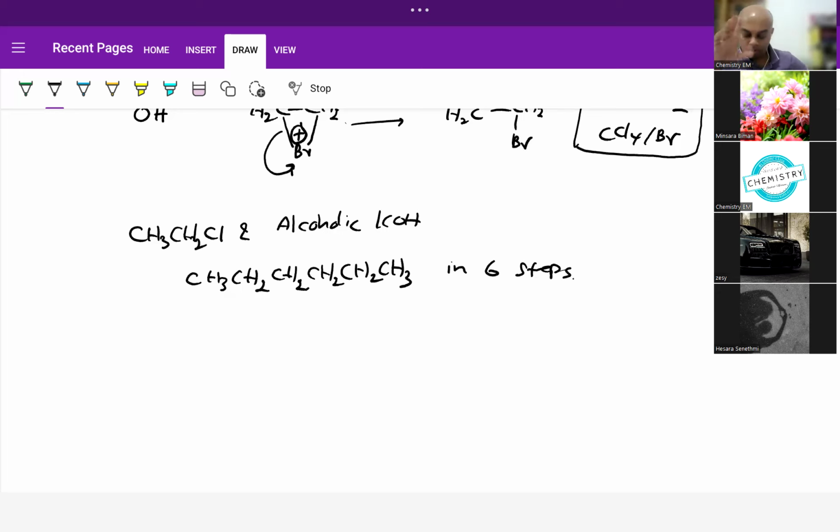Okay, I will repeat the question. Yes, good. I can repeat the question. By using CH3CH2Cl and alcoholic KOH as the only organic components, as the only organic reagents, or as the only organic compounds, synthesis of CH3CH2CH2CH2CH2CH3, this one, which is yellow highlighted, in 6 steps.